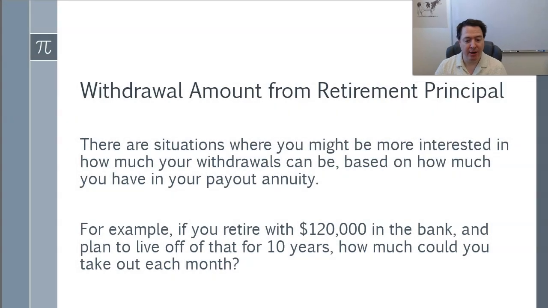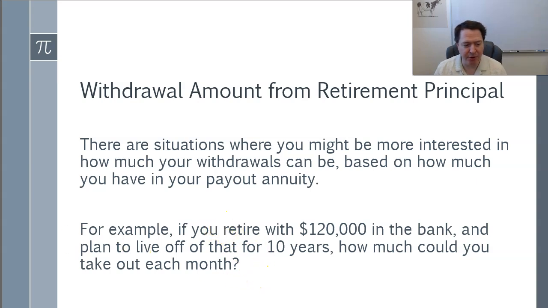Now we're going to be looking at it from the perspective of, well, this is how much I have. This is my principal. I'm retiring today. What can I take out each month in order for it to last 15 years, 20 years, 25 years, whatever that is? So that's essentially solving for payments instead of solving for what the principal needs to be.